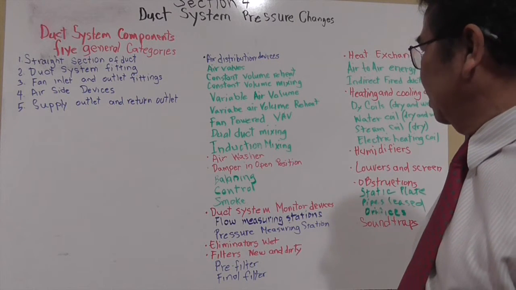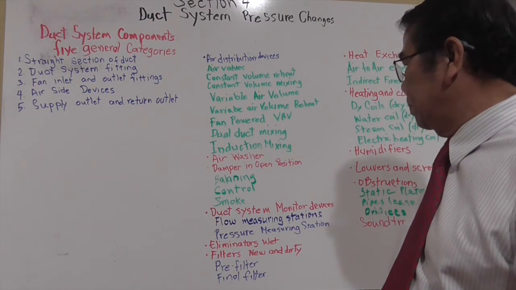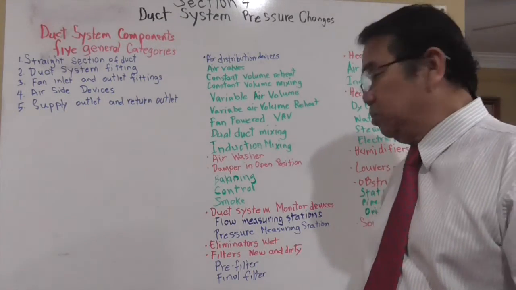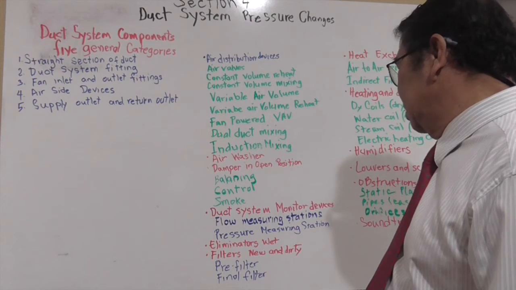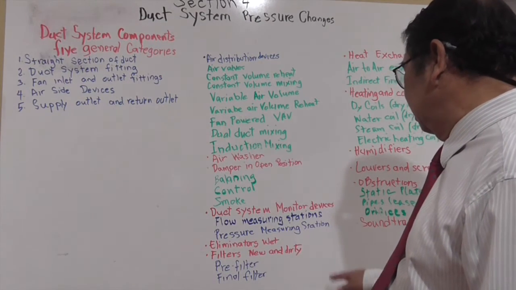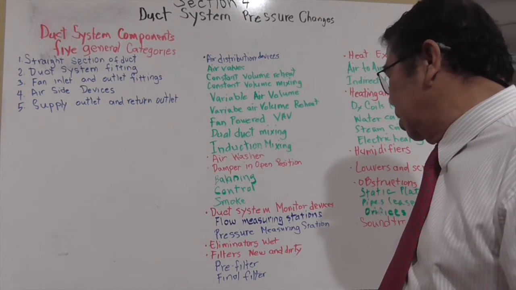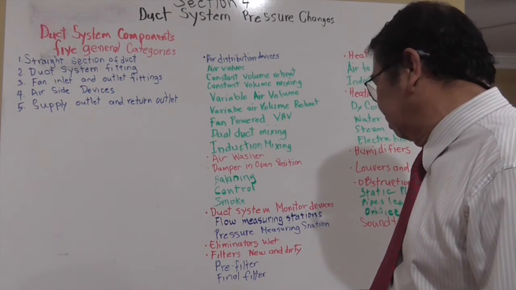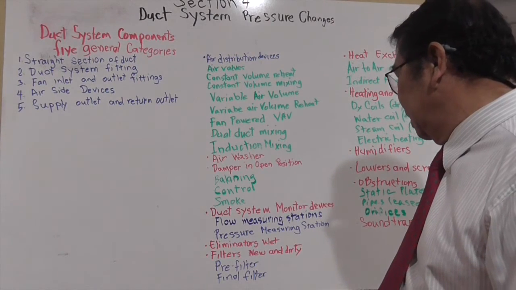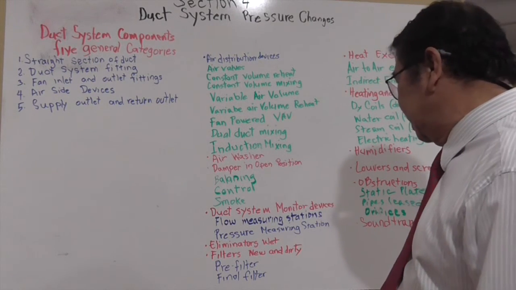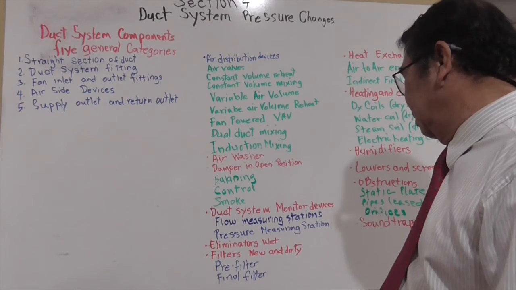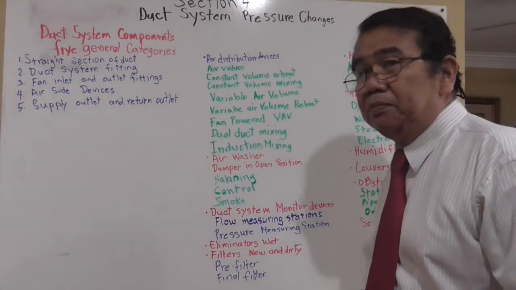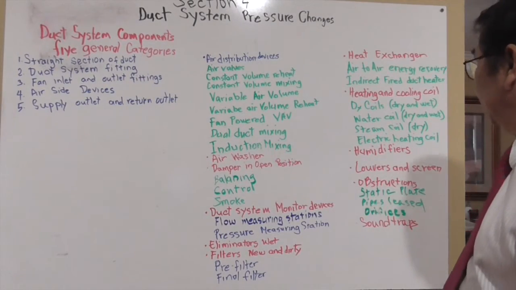They will be balancing, control, or smoke dampers. Duct system monitoring devices, that means we monitor the flow: flow measuring stations and pressure measuring stations. And then we put eliminators inside the system too. And then we put filters inside the system, filter new and dirty. You've got three filters, and then final filters. Filters can be carbon filters or pleated filters.